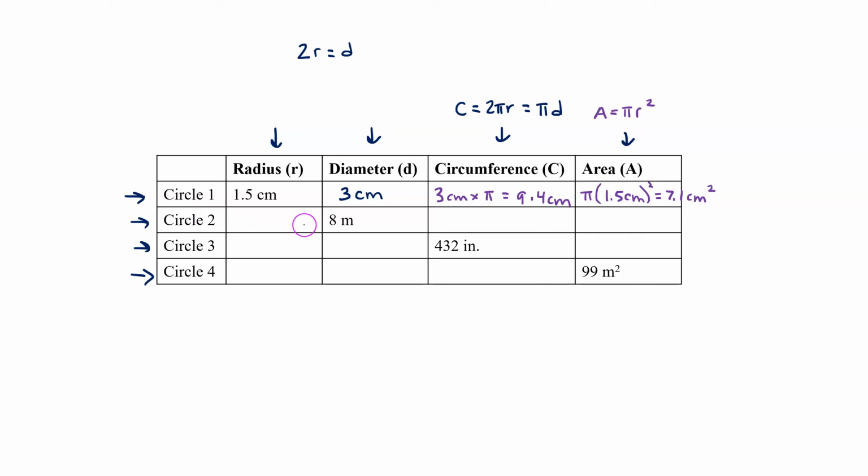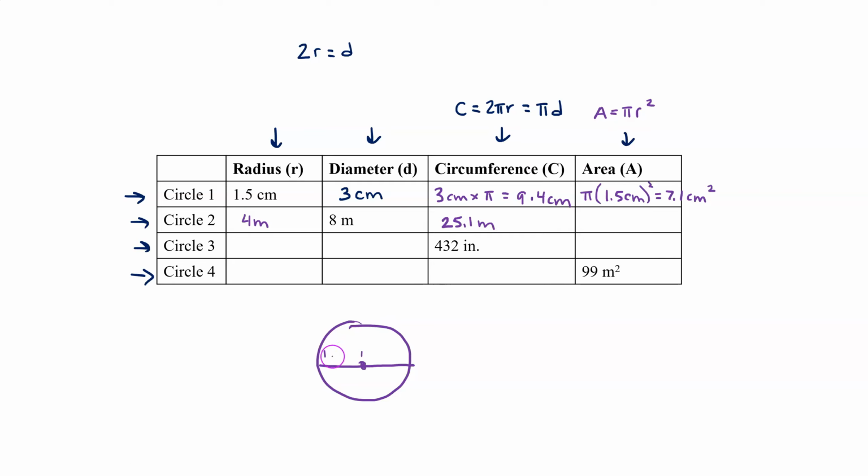All right, let's look at circle 2. So in this case, we're given the diameter. So we're told this length right here is 8 meters. If we want the radius, that's only half. So we're going to take half of 8 meters to get 4 meters. Circumference, we want to know the perimeter of the circle. Circumference is pi times diameter, so we're going to do 8 times pi. If we round that to 1 decimal place, we end up with 25.1 meters.